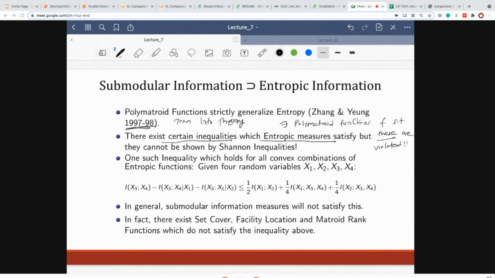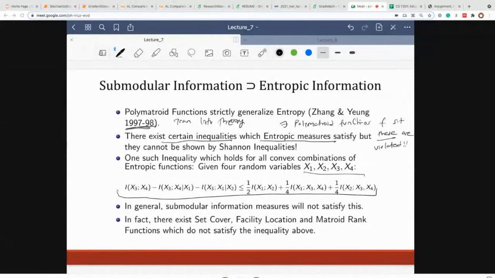So one such inequality, which holds for all convex combinations of entropic functions, is given four random variables x1, x2, x3, x4. There is this very weird looking asymmetric inequality which entropic functions capture. And this can be extended, by the way, to subsets of random variables. And in fact, general polymatroid functions don't satisfy this.